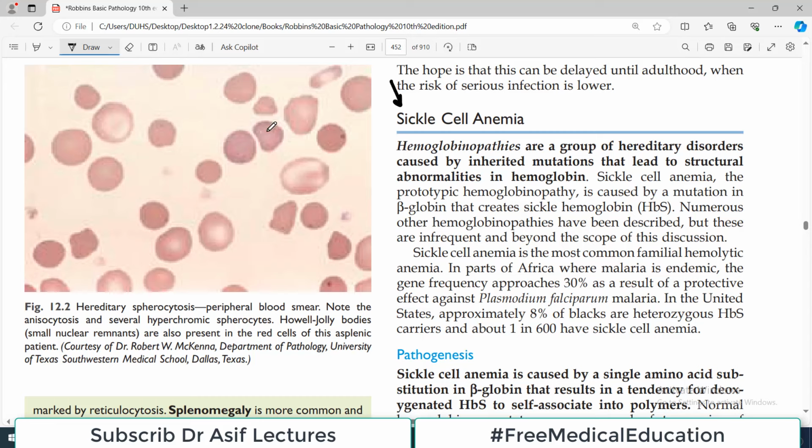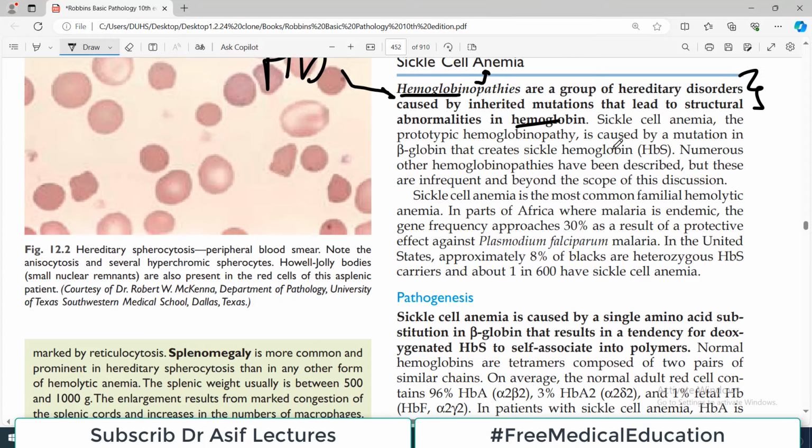The problem is basically with the structure of the hemoglobin. So it is labeled as one of the hemoglobinopathies. Hemoglobinopathies का मतलब ये है कि वो pathologies which affect the structure and functioning of hemoglobin. So hemoglobinopathies are a group of hereditary disorders caused by mutations that lead to structural abnormality in the hemoglobin. So that's basically the definition of hemoglobinopathy, and sickle cell anemia is one of the hemoglobinopathies, and there are so many others obviously. Sickle cell anemia is actually the prototype hemoglobinopathy.